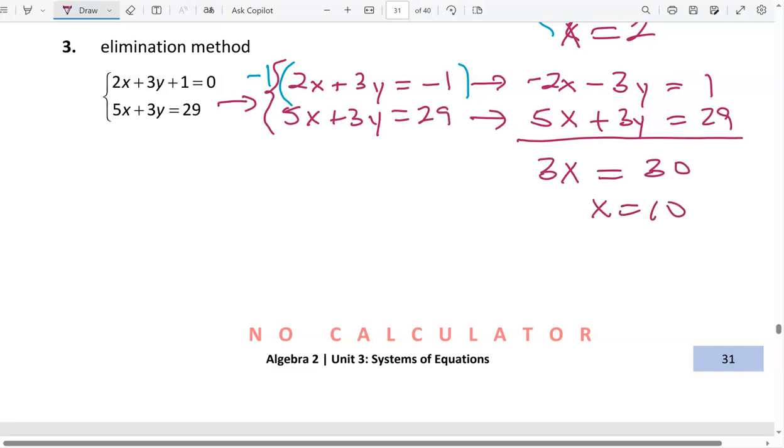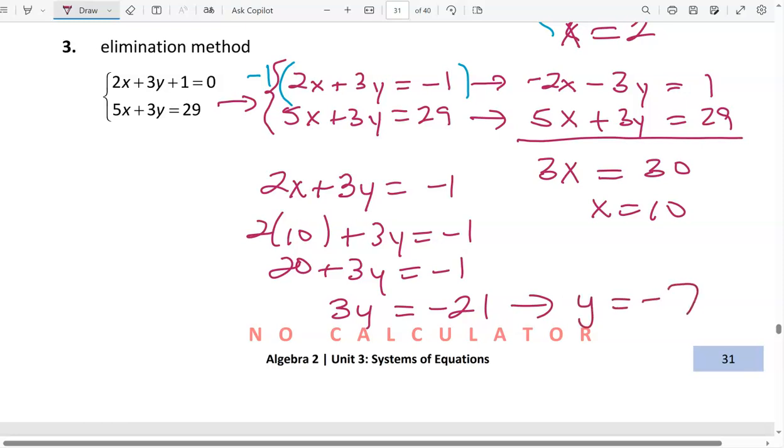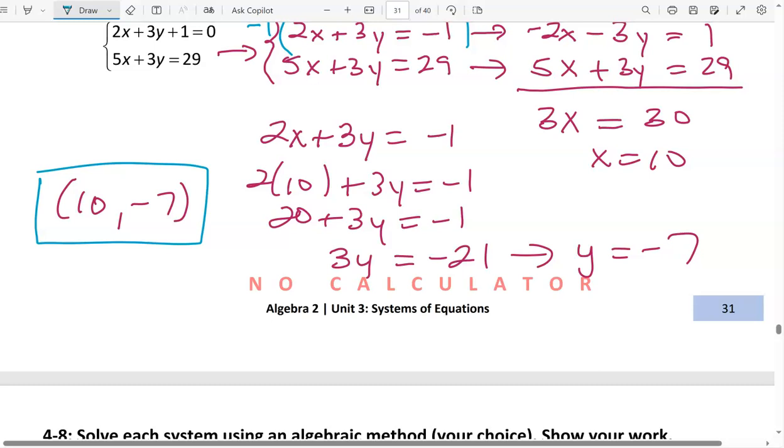And then I'm going to take my first equation, doesn't matter which one you use, and I'm going to replace the x with 10. And that will give us 20 plus 3y is equal to -1. Subtracting 20, that will give us a y value of -7. So our ordered pair solution is (10, -7), written in ordered pair form.